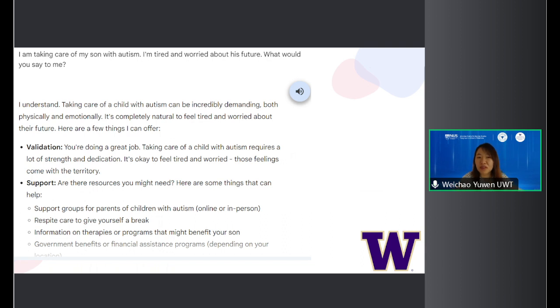So it's pretty good, right? It says, I understand, right? And it provides this sort of empathetic response. It started with validation, which is a common kind of therapy response. And then it also provides support. I didn't have the whole screenshot, but further down it also found some online resources that the parent can take a look at. So this is an okay response.